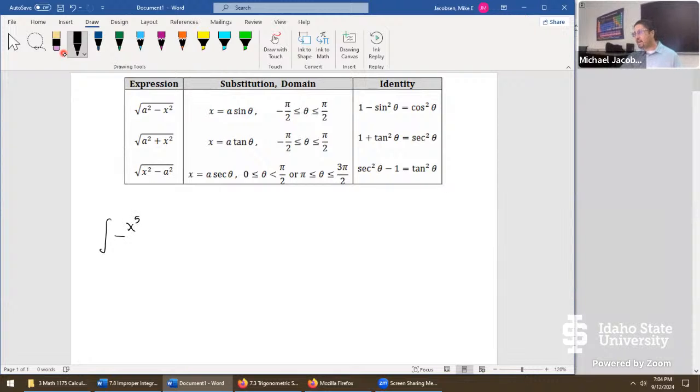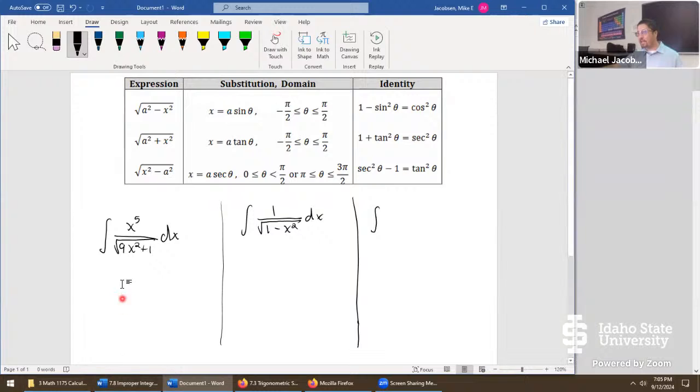So maybe it's x^5 divided by root 9x squared plus 1. Another one could go 1 over root 1 minus x squared. And there's 3 of them, so I need to come up with a third version.